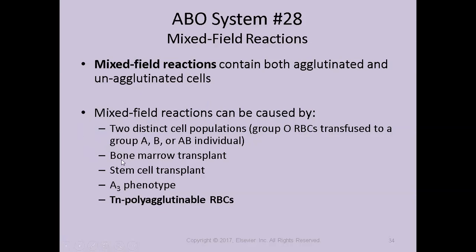Okay. Someone who's had a bone marrow transplant. When someone has a bone marrow transplant from a donor, not autologous, their ABO blood group can change, and sometimes it takes some time for that transition. If someone has had a stem cell transplant, there's an A3 phenotype that can cause this, or T and polyagglutinable red cells. Okay, these are red cells that just agglutinate haphazardly.